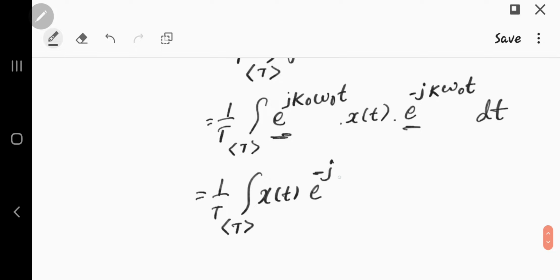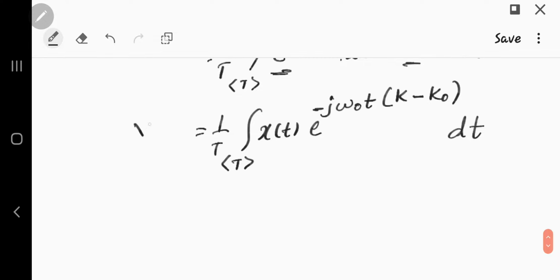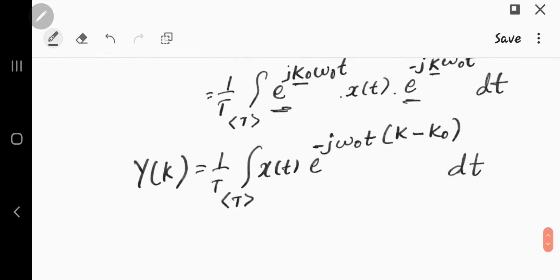So observe here I am writing omega naught t first, and then here we have plus k naught, and here we have minus k with respect to minus j here. So to get this I am writing this will be equal to k minus k naught. So minus into minus becomes plus, we will get the same term here, dt. Now this is my y of k.